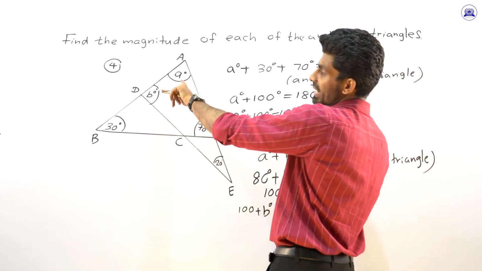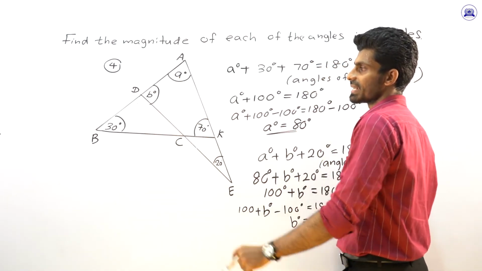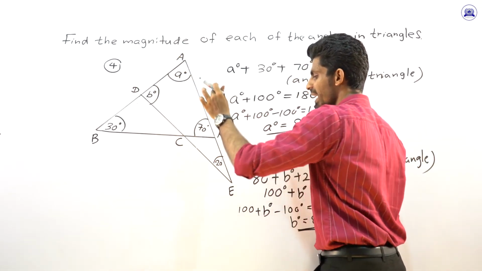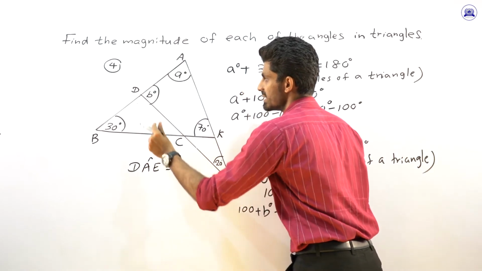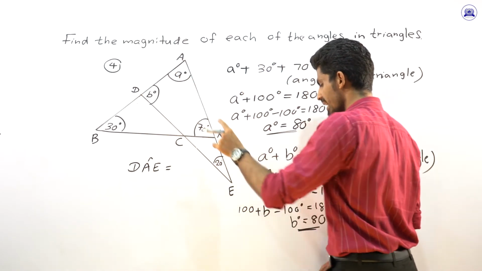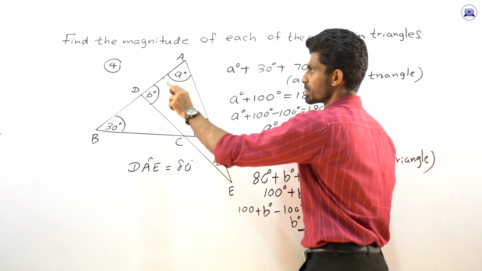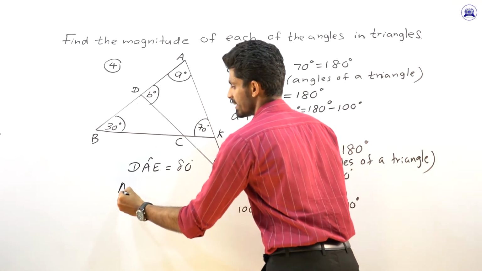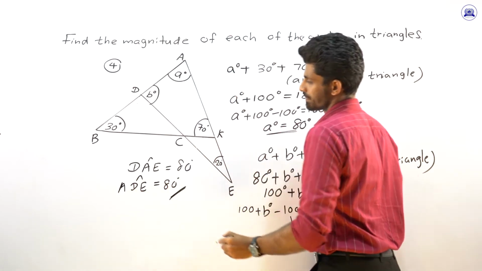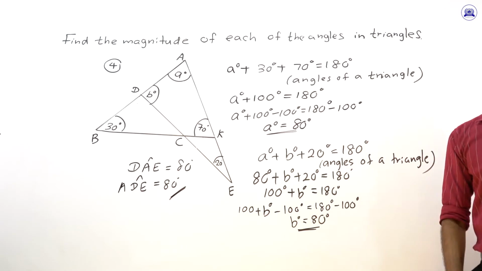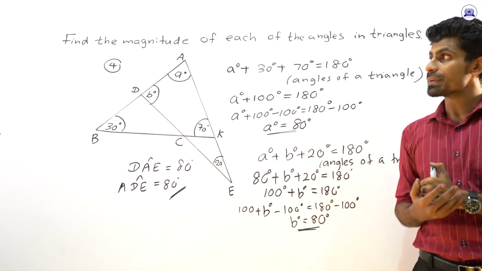Right, now look at this one. A equals 80, B equals 80. So what are the angles? DAE. DAE means A equals 80. Next one, ADE, also 80. Right, so we have done a lot of questions regarding the triangles.